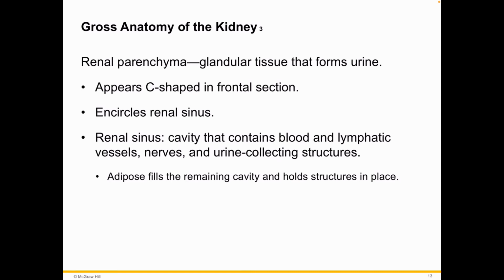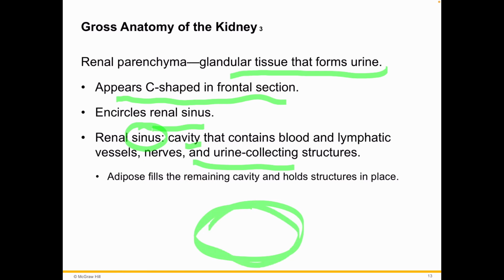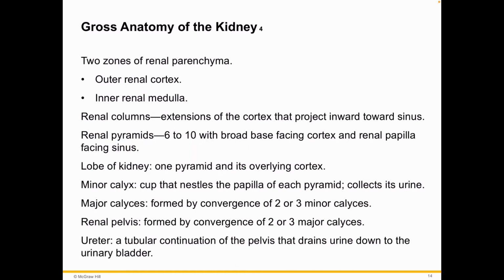renal parenchyma is the glandular tissue that is actually going to form the urine, and we'll look closer at the nephron, which is going to be in there. It appears C-shaped in the frontal section, and it's going to be around the renal sinus, these openings. The renal sinuses, again, are the cavity that contains the blood and lymphatic vessels, all of that, and the urine collecting structures, right? So a sinus is a great big open area. Other than that, a lot of fat tissue fills the remaining cavity.